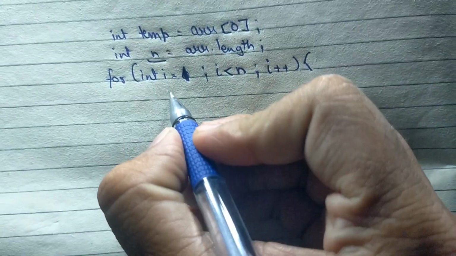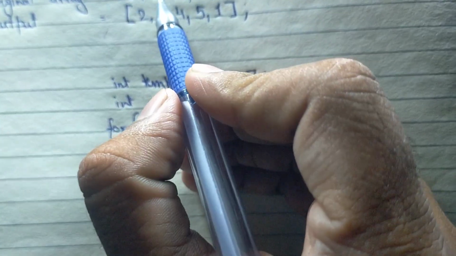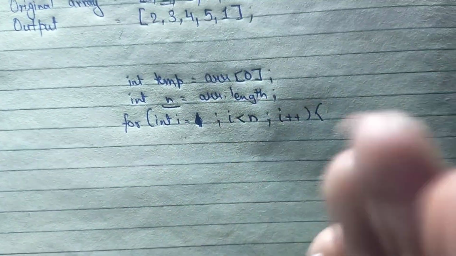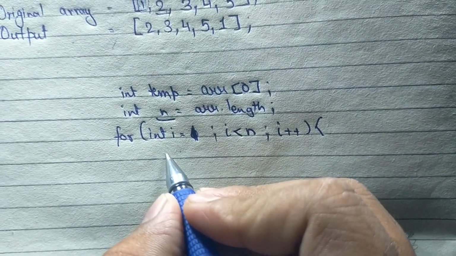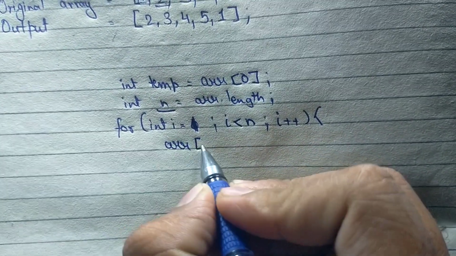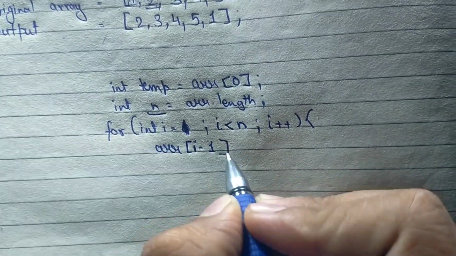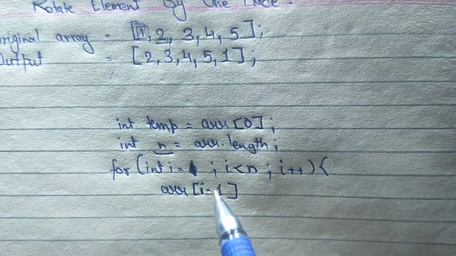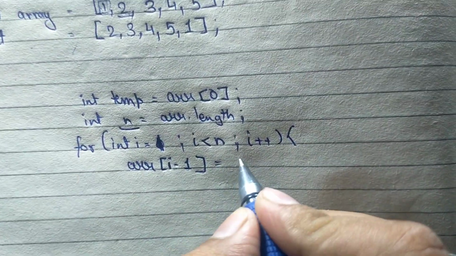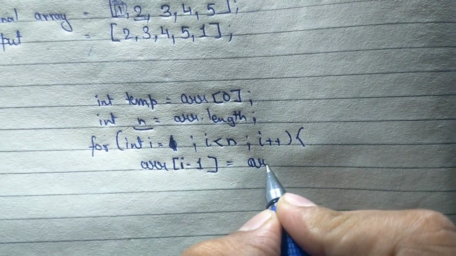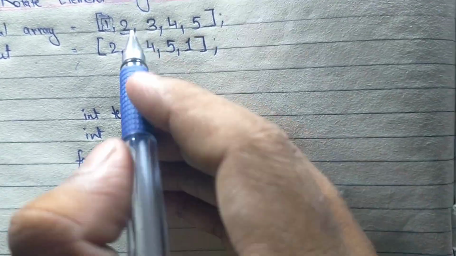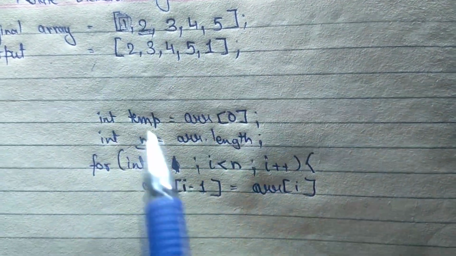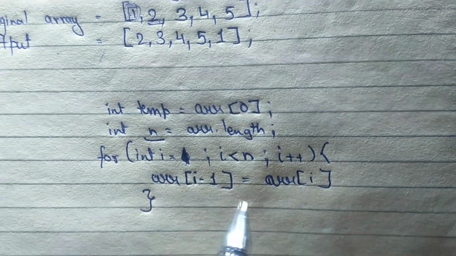We want to move each element to the previous place. So for that, arr of i minus 1, which means at i equal to 1, 1 minus 1 is 0, at the 0th place we are going to put arr of i, where i is 1. At this place we are putting 2, as every element always moves one place, and we close this loop.